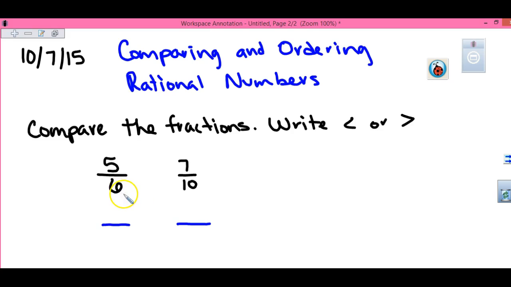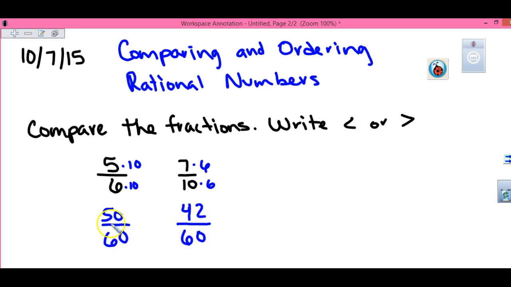Okay, 60. 60 is not the least common denominator, but it's a common denominator. So if we say 60, 60 is a multiple of 6, and 60 is a multiple of 10. 6 times what is 60? 10. So that means we have to do times 10: 6 times 10 is 60, 5 times 10 is 50. 10 times what is 60? 6. 7 times 6 is 42.